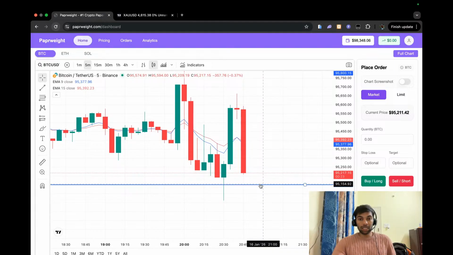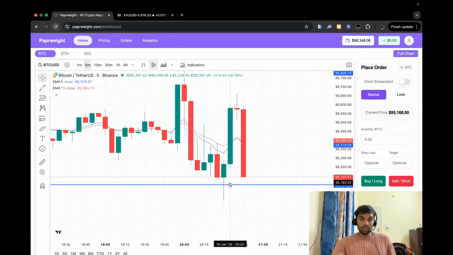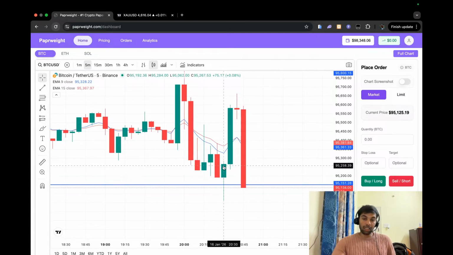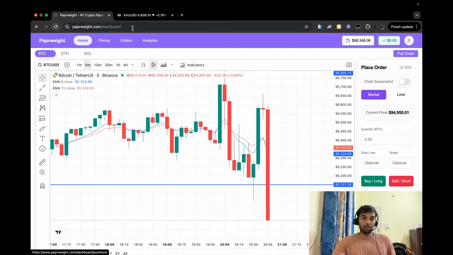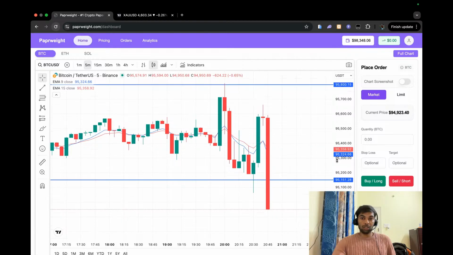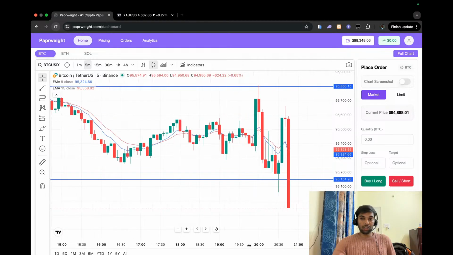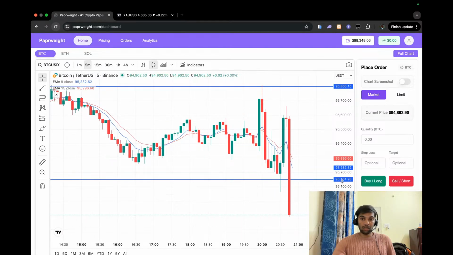But this blue line means selling zone, sorry, buying zone. And after seeing this downward move, they pushed the market in the up direction, and after this there is a follow up candle in the up direction. Now you can see how the market is behaving right now. The market is breaking out in the downward direction, guys.